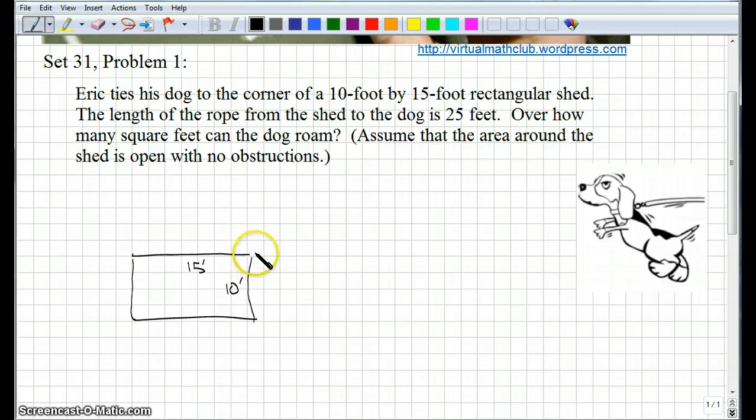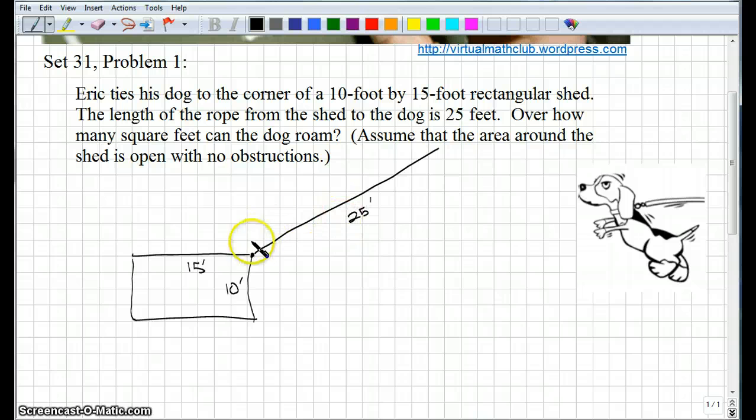And we've got the dog tied. Let's put him here. And he's got a 25-foot rope. Let's see if I can draw a line here. It goes off. We'll say that's 25 feet. That might be a little long, but we'll see. All right, so let's look at the limits of how this dog can roam.